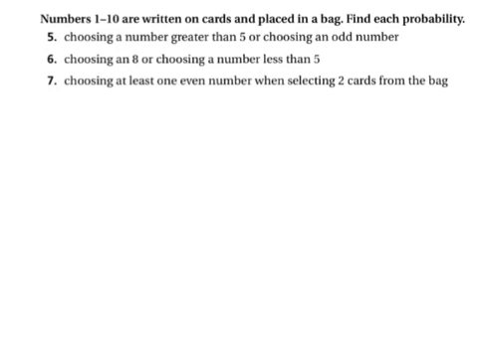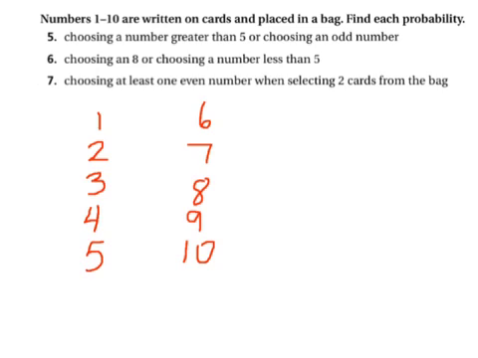Hey Algebra 2, I'm going to do numbers 5 through 7 together because they use the same set of information. Numbers 1 through 10 are written on cards. Now we can do Venn diagrams on these ones, but the numbers are so small, it just makes more sense instead to just write out the numbers. So I'll write out the numbers. Alright, here's numbers 1 through 10 written out.